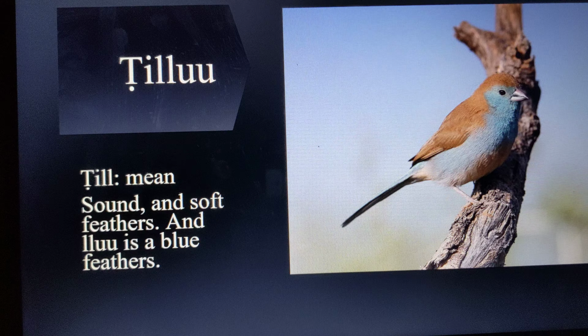Tilu. Tilu in Maban combines three things. The sound that it makes, soft feathers, and lu is blue feathers in Maban. So you have sound, soft feathers, and blue hair or blue feathers.